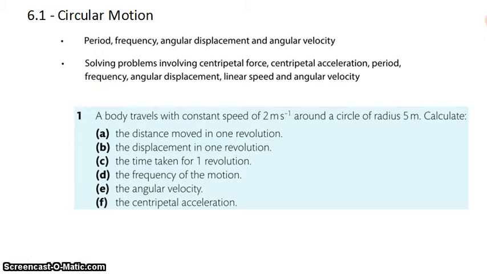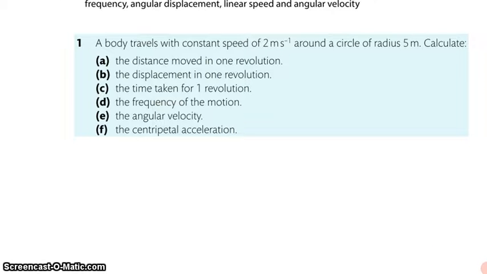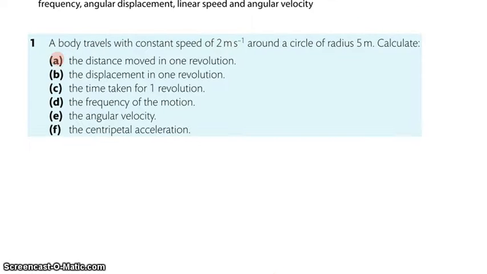So we'll cover a lot of different things, but only at a sort of light level, because none of these individual topics are particularly complicated. But we'll see how they all come together in this question. In this question, we have a body which travels with a constant speed of 2 meters per second around a circle with a radius of 5 meters, and we're asked to calculate a lot of different things.